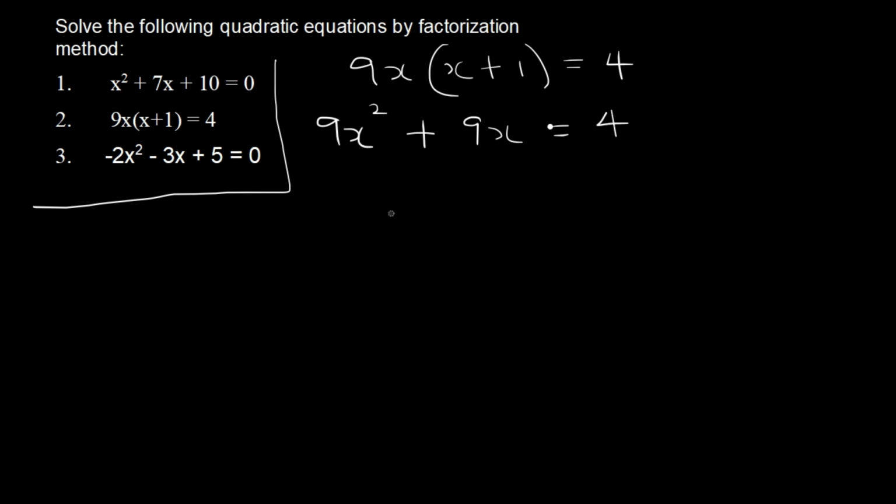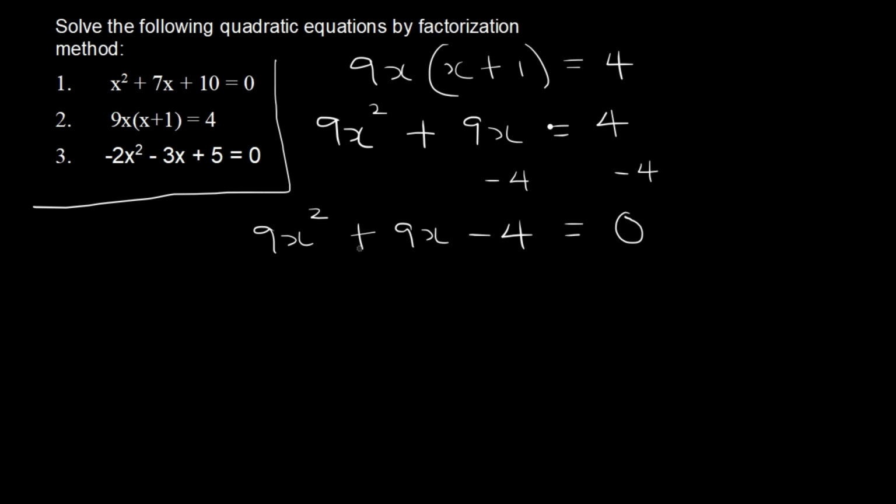Because we are using factorization method, we are going to take all the terms to the left hand side. So that means we are going to subtract 4 from both sides. So if we do that, this place is minus 4. So we'll have 9x squared plus 9x minus 4 is equal to 4 minus 4, which is 0. So this becomes a standard quadratic equation format.